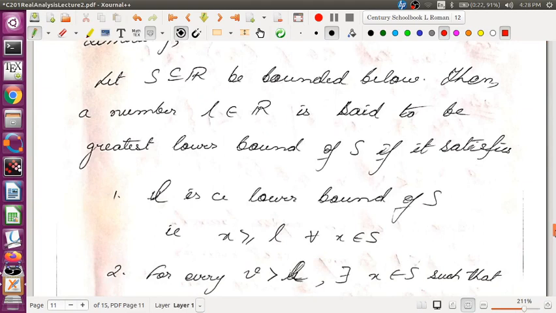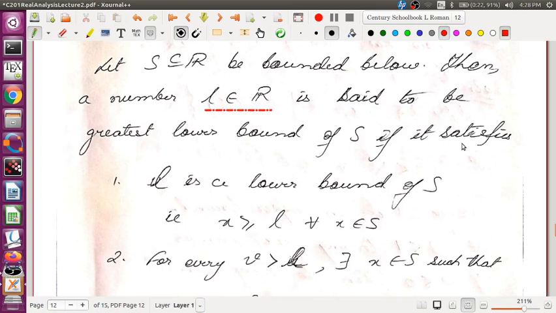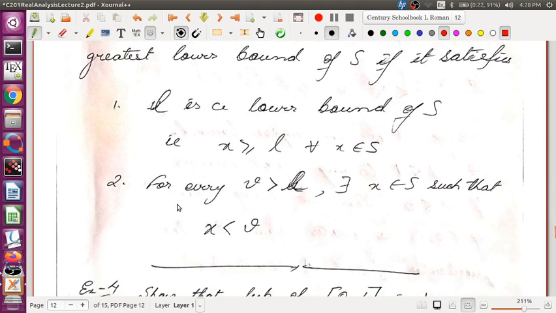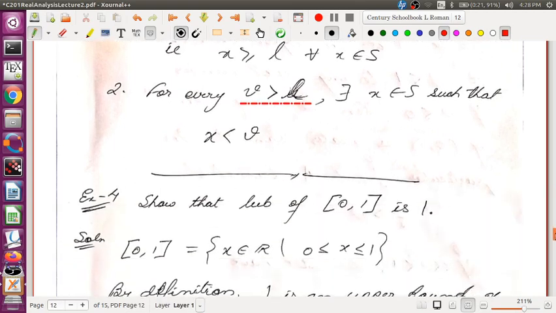Similarly, if S is a subset of R which is bounded below, then a number L belongs to R is said to be greatest lower bound of S if it satisfies the following two conditions. L is the lower bound of S, this is the first condition. The second condition is for every v greater than L, there exists one x in S such that x is strictly less than v. Okay, that way we can define.